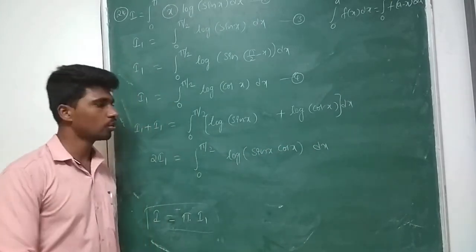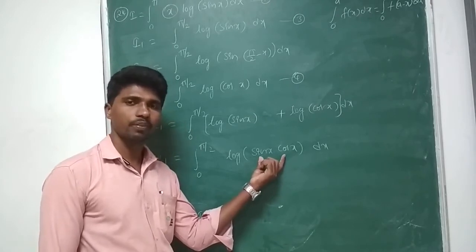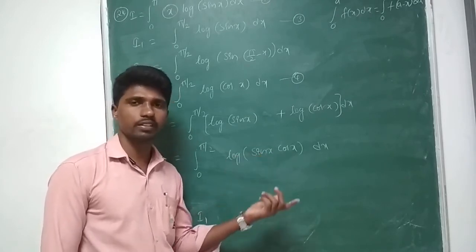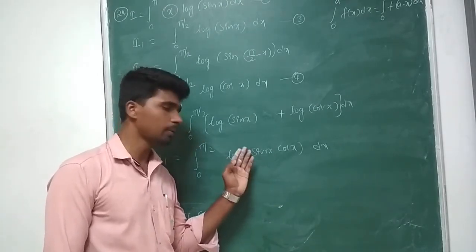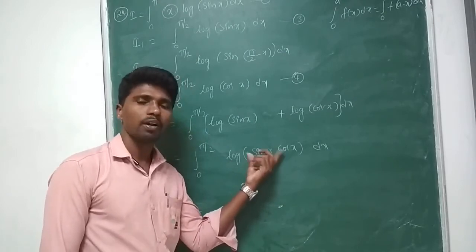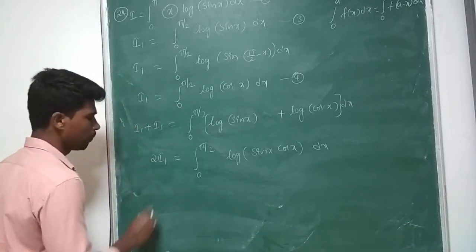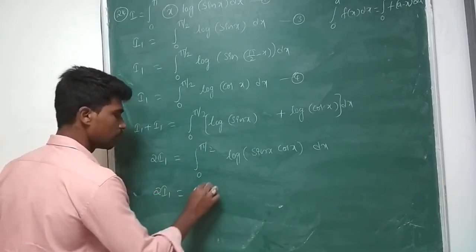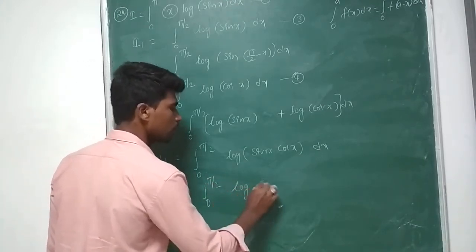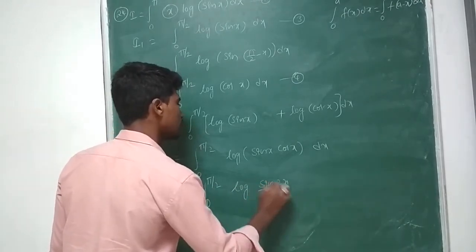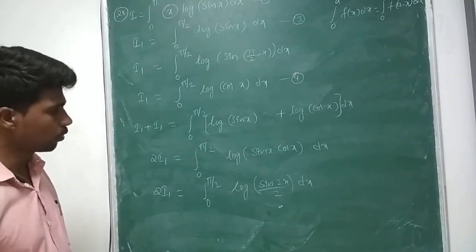So once again, go to trigonometry. If I see sin x into cos x, I can convert this particular thing into the form sin 2x. So how can I convert into sin 2x? Multiply and divide by 2. So if I multiply and divide by 2, I get the numerator as 2 sin x cos x, which is nothing but sin 2x. So 2I1 is equal to integral 0 to pi by 2 log sin 2x by 2 dx.